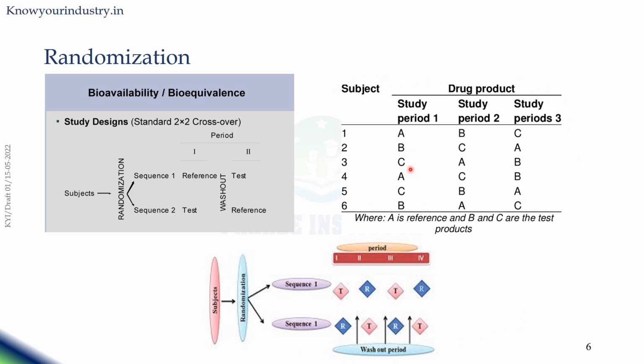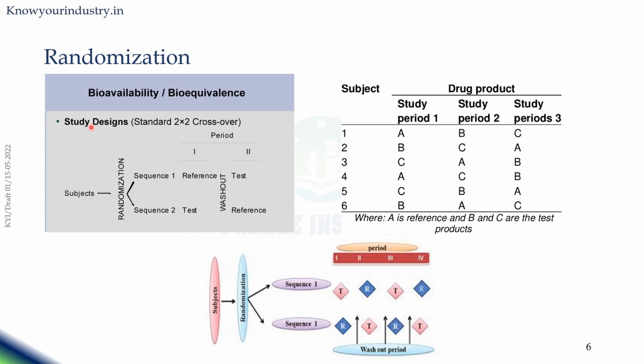So this is three treatments and three sequences. You can see A, B, C, B, C, A, C, A, B. Like so, there are three sequences used in this particular randomization, and each subject has been exposed to the three treatments and it is randomly assigned. So this is the typical randomization schedule which is generated for the clinical study.